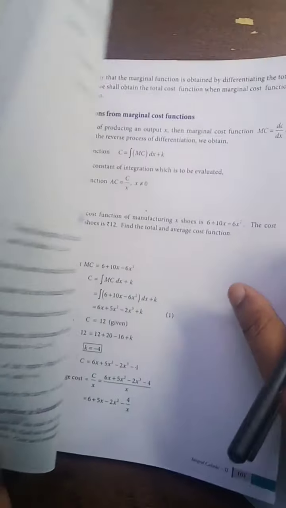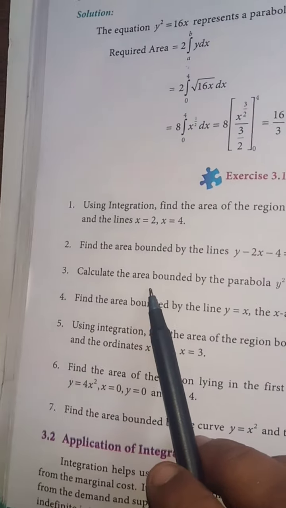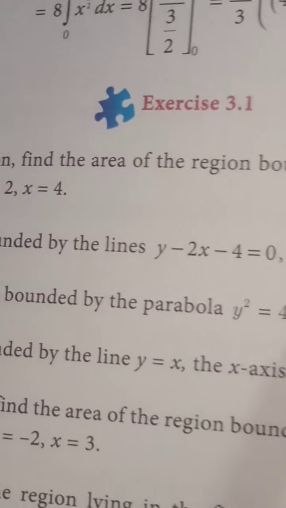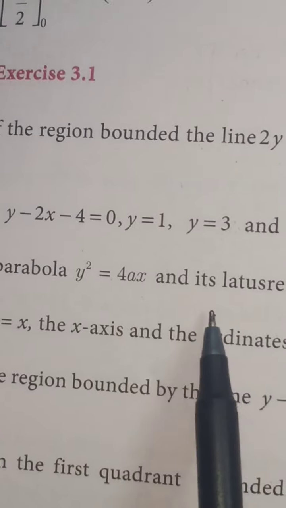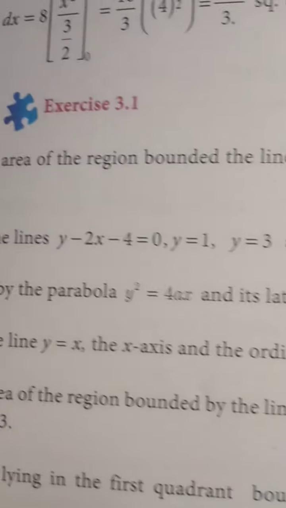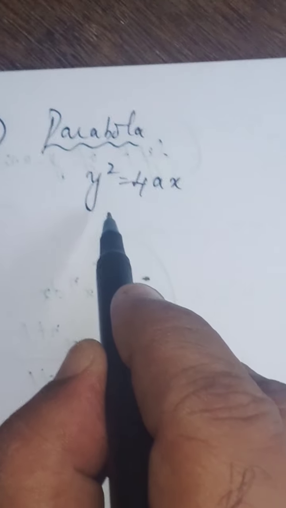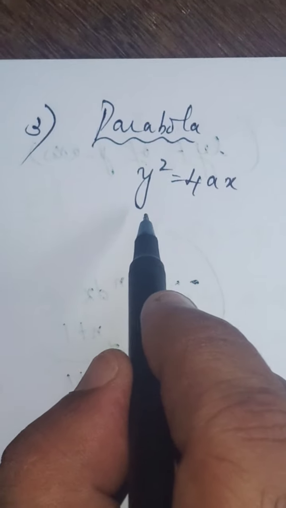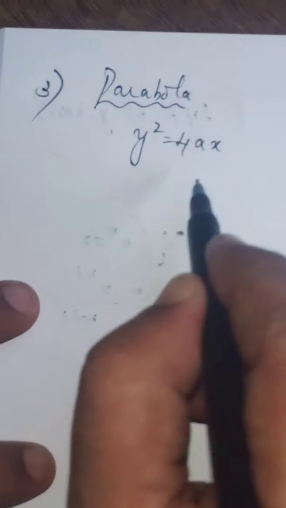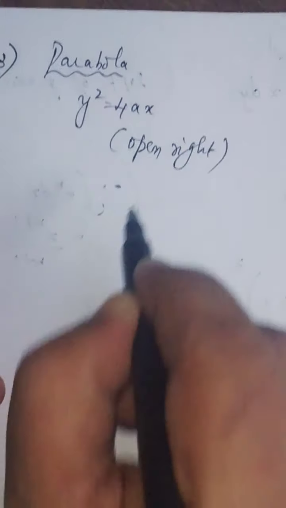Now problem number 3. Calculate the area bounded by the parabola y squared equal to 4ax and its latus rectum. Actually, 4 types of parabolas I have already learned in 11th standard. Y squared equal to 4ax is open to the right. I draw the diagram.